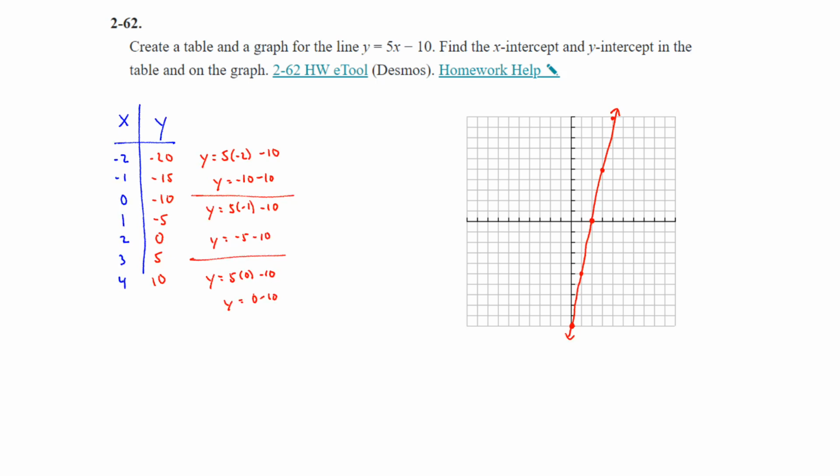And then we also can identify both from the table and the graph. So here is the x-intercept at 2, 0. Here's the y-intercept at 0, negative 10. And then from the table, you see the y-intercept and the x-intercept. So this one right here is the y-intercept when x is 0. And then this one right here is the x-intercept when y is equal to 0.